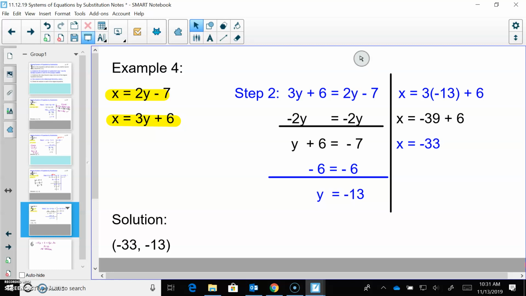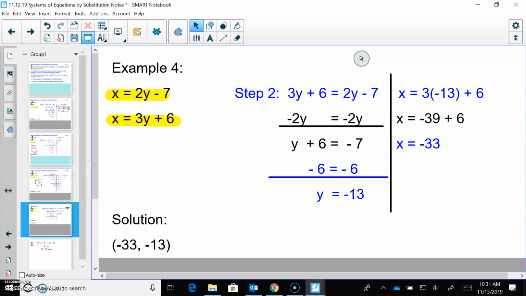in this case they both have x equals. The top one says x equals 2y minus 7. The bottom one says x equals 3y plus 6. Because they're both the same variable that's isolated, all you do is set the two equations equal to each other. So step 2, I took the bottom one, 3y plus 6, and set it equal to the top one, which is 2y minus 7.